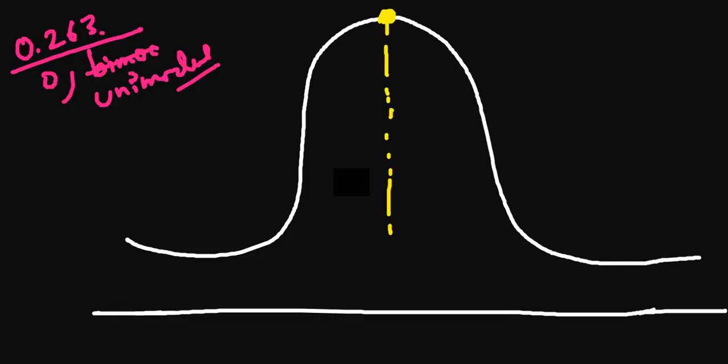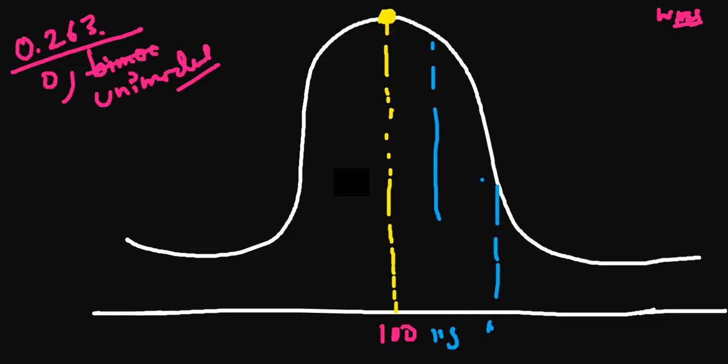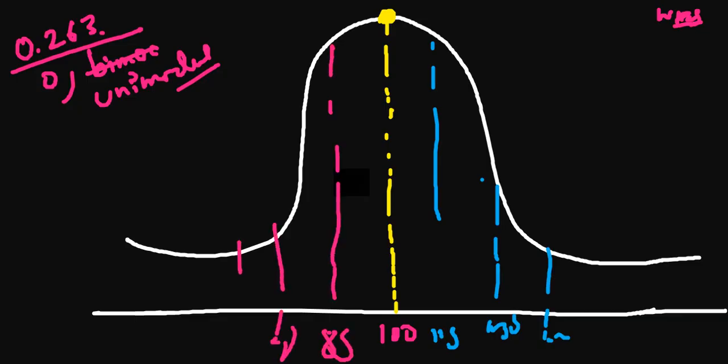So what is the score? If we talk about the Wechsler Adult Intelligence Scale, WAIS, what is going to be the score over here? It is going to be 100, right? Then we will have the first division as 115, then 130, and 145 at the third SD. This is going to be 85, this is 70 and this is 55. This is plus 1 SD, plus 2 SD, plus 3 SD. This is minus 1 SD, minus 2 SD and minus 3 SD.